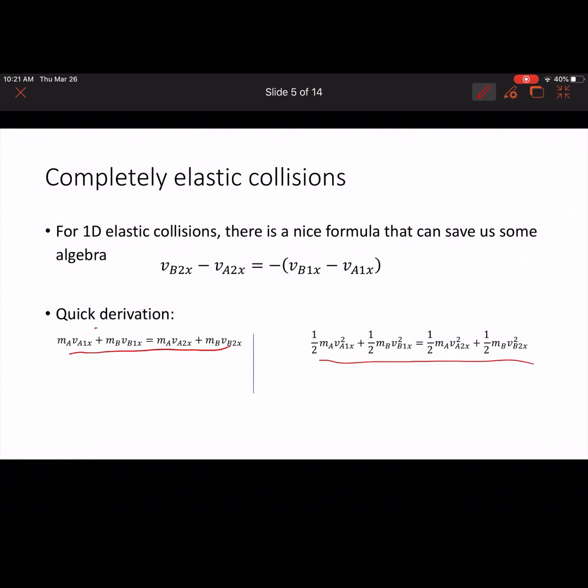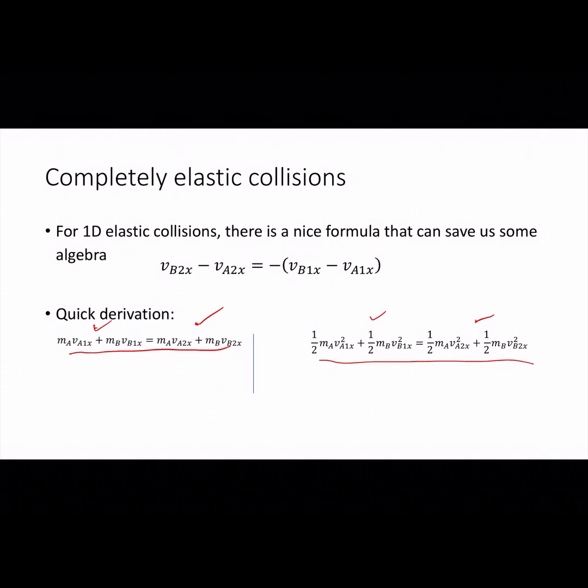So initial momentum is equal to final momentum, initial energy is equal to final energy. And then the rest is just some algebra. So let's go ahead and do that. First off, on the right-hand side of the equation, I'm going to bring MA over to the left-hand side, MB over to the right-hand side. So I get MA times the velocity difference is equal to MB times the velocity difference.